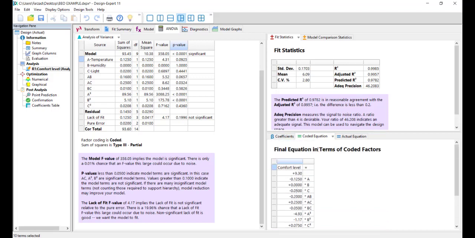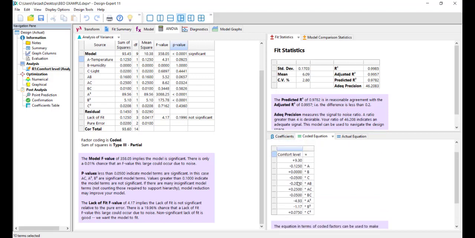And you can see also here the equation. The equation in terms of coded factors is presented. In other words, we can use this equation to find the comfort level for each unseen level of these factors. For example, here the temperature we have measured is at three different temperatures, but we can also put in other temperatures.